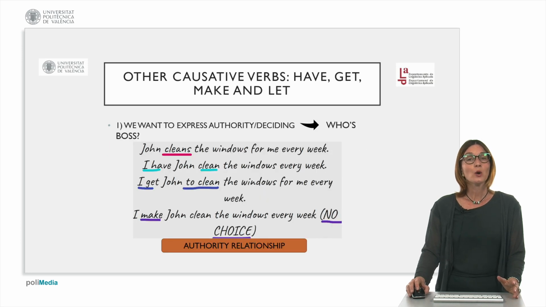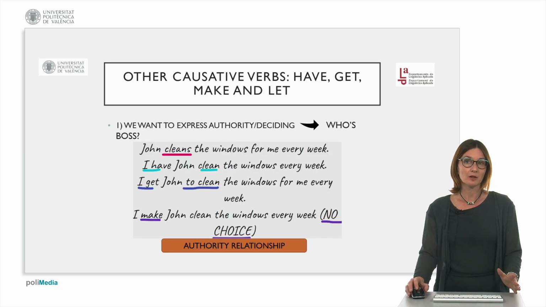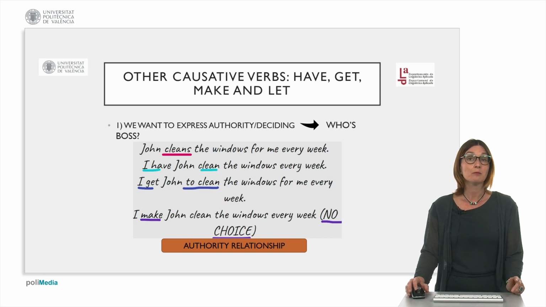Right. Okay, and now there are other verbs in English which are also called causatives, and they can be used as causative verbs. These are have, get, make, and let. Right, so we are going to have 3 different contexts and 3 different uses.